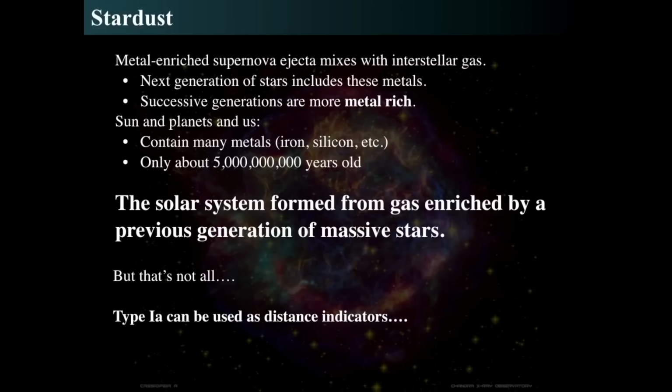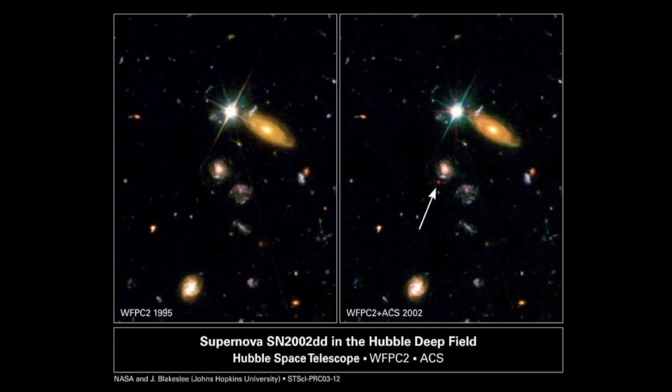Some of them might have been white dwarfs with the type 1a supernova, and some of them might have been core collapse. Interestingly enough, though, we have a fascinating thing about type 1a supernovae because of the Chandrasekhar limit. They can be used as distance indicators. Now, this is a supernova that happened in a very distant galaxy in 2002 that was captured by the Hubble Space Telescope. We see this incredibly distant galaxy, and we see a little red dot, and that little red dot is a supernova event that happened in that galaxy.